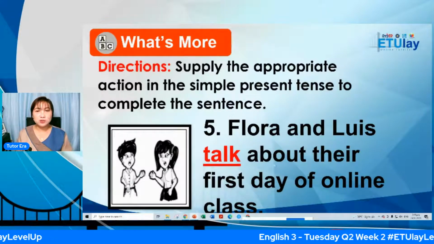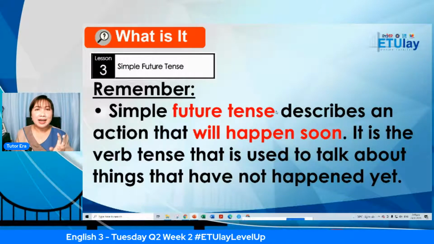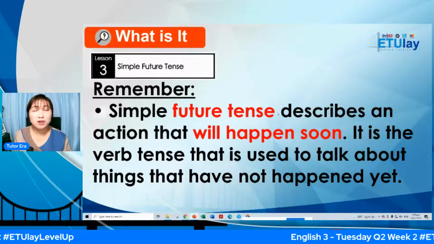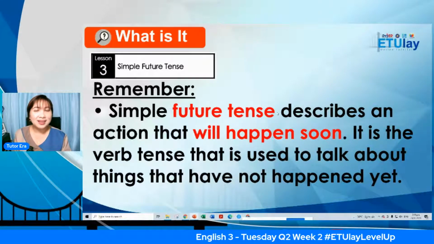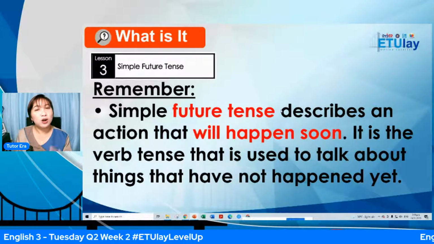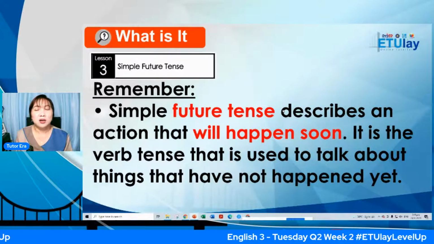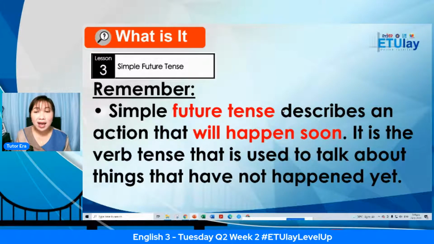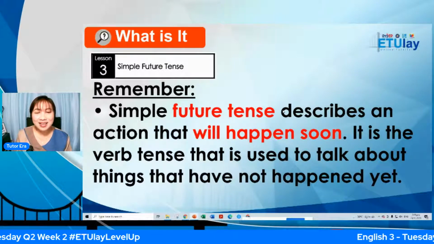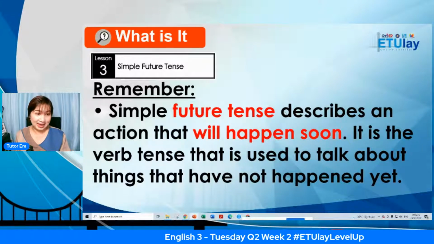All right. Now let's go to the next one, Lesson 3. We're done with the simple past. In simple past, we add d or ed to the regular verb. In simple present, we simply add s or es or use the base form of the verb. Now for the future tense, we are on number 3. Simple future tense describes an action that will happen soon. It is the verb tense used to talk about things that have not happened yet.